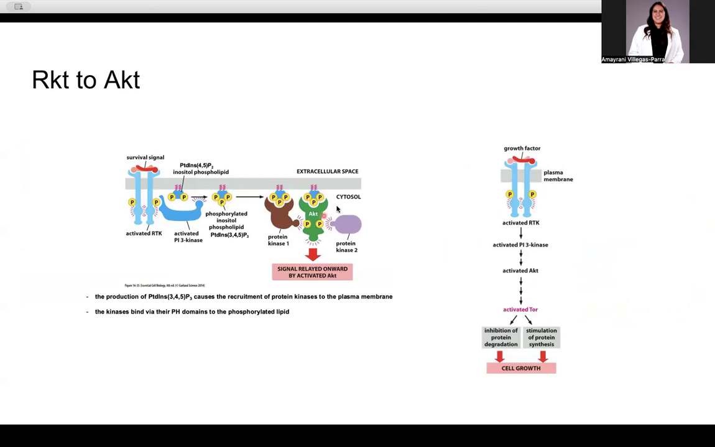So, what happens after all of this occurs? Well, you have an activated RTK. Thanks to the help of the PI3 kinase, you activate AKT. That in itself causes a lot of things to happen that you guys really do not need to know. Just understand it activates TOR. TOR signaling essentially prevents proteins from being degraded. It allows for also protein synthesis. It allows for cell growth in general.